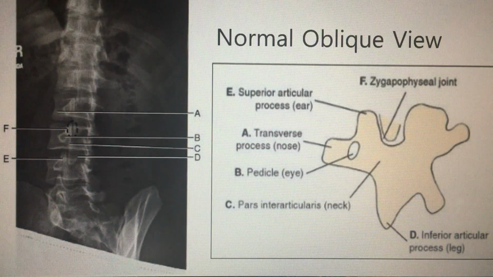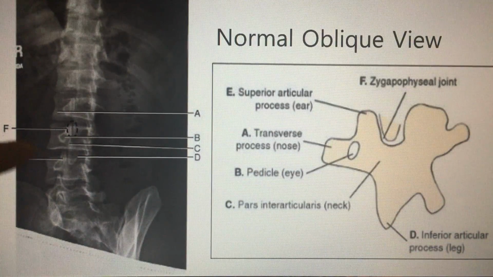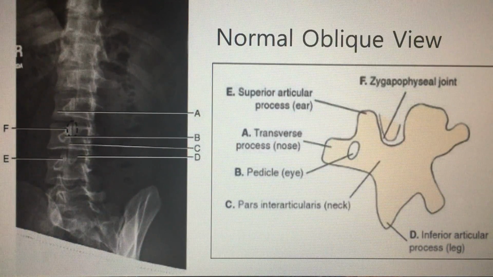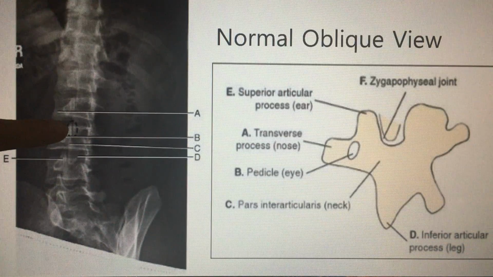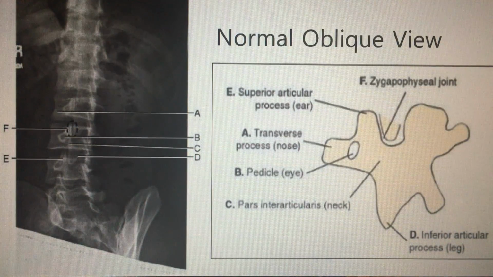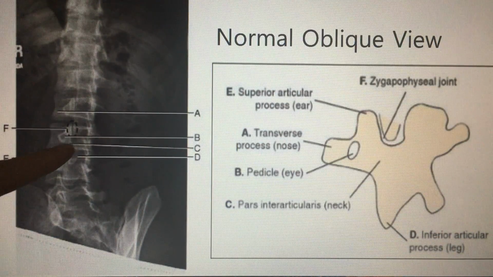For a normal oblique view, we should take X-rays of both sides. Superior articular process is the ear of the dog. Inferior articular process is the leg of the dog. Transverse process is the nose, and pedicle is the eye of the dog, and pars interarticularis is the neck of the dog.